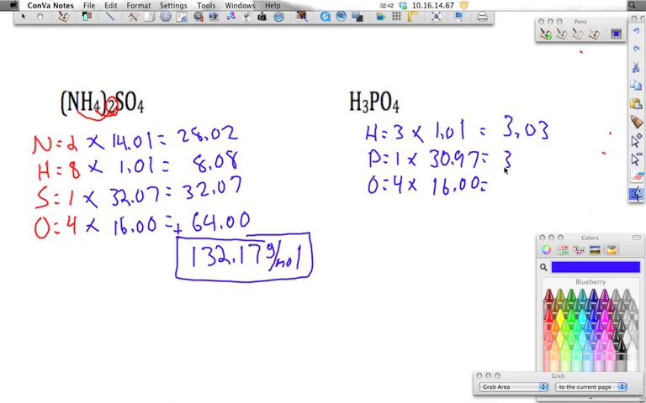We will get 30.97, and we will get 64.00. Add all those up to get our molar mass, or our gram formula mass, of 98 grams per mole.